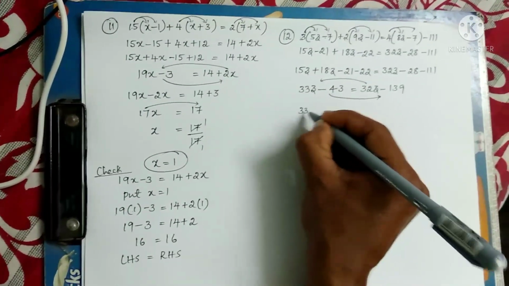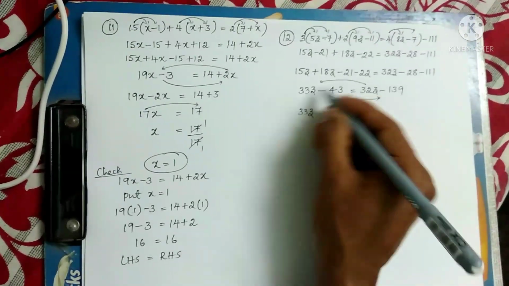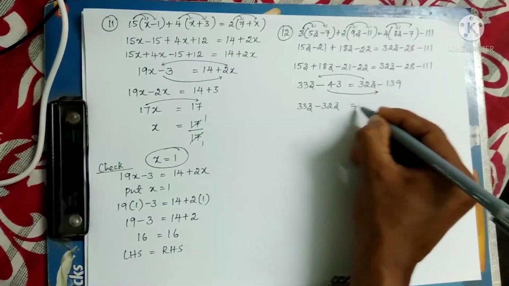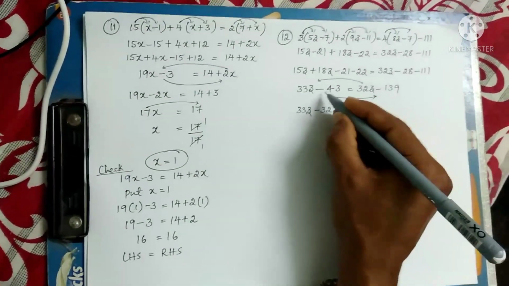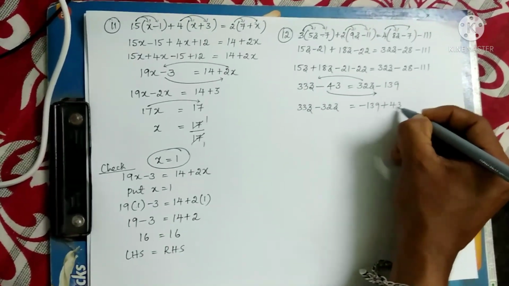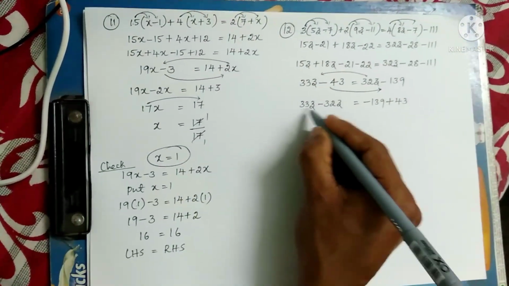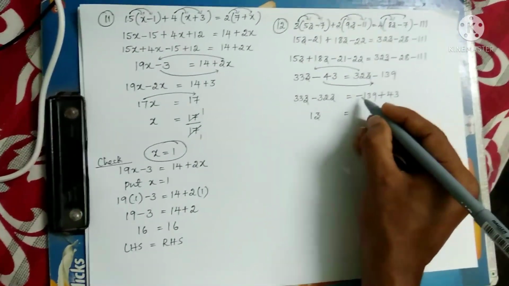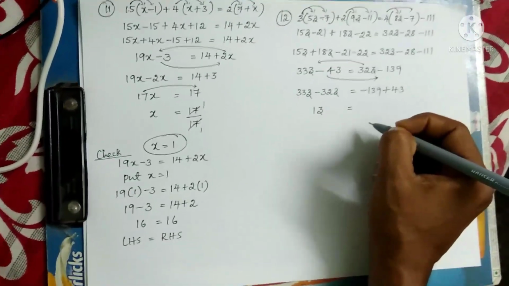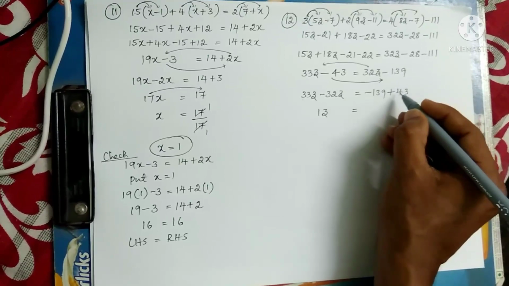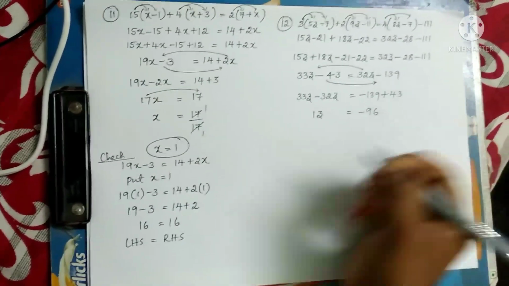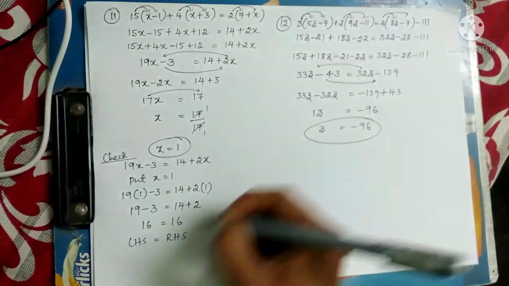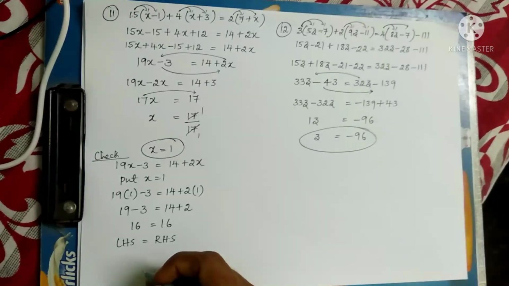Okay, so write 33z as it is. If I transpose plus 32z, it becomes minus 32z, which is equal to, so write minus 139 as it is. If I transpose minus 43, it becomes a plus 43. Okay, 33 minus 32 is 1, so 1z is equal to minus 139 plus 43. So minus 139 plus 43 is minus 96. Now 1 into z is nothing but z. z is equal to minus 96. So the value of z is equal to minus 96.